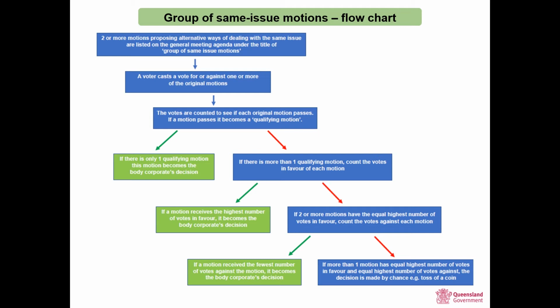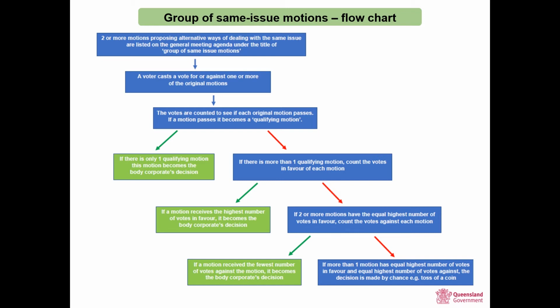Firstly, the motions are listed on the agenda under the title of Group of Same Issue Motions. A voter casts a vote for or against one or more of the original motions. The votes are then counted to see if each original motion passes or fails. If an original motion receives enough votes to pass, then it becomes a qualifying motion. If there is only one qualifying motion, that motion is the decision of the body corporate. If there is more than one qualifying motion, the votes in favour of each motion are counted. If a motion received the highest number of votes in favour, it becomes the body corporate's decision.